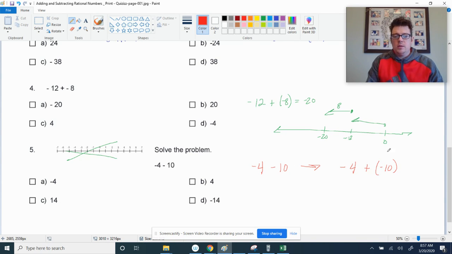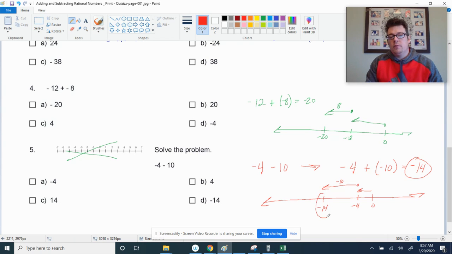So when you change it to this, you can follow the rules that I wrote down earlier. The signs are the same, so we add them together. And 10 plus 4 is 14. And we take the sign of the one that has greater absolute value, so we get a negative 14. And of course, you can draw this kind of stuff. If you start at negative 4 here and take away 10, you're going back 10 more. That leaves us at negative 14.